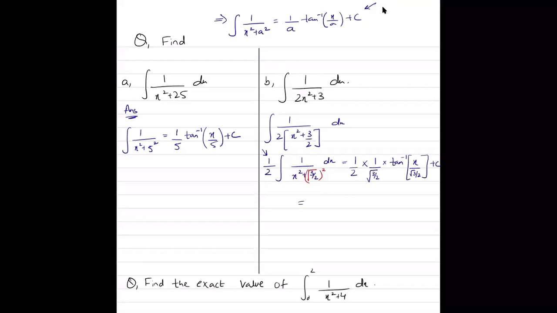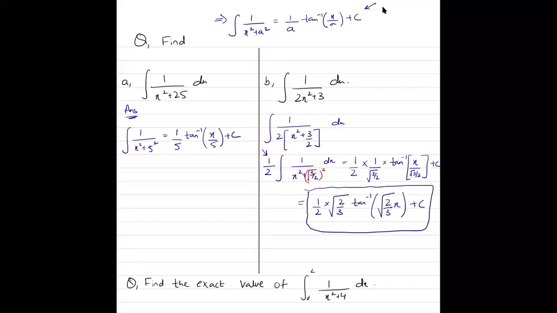Yes, sir. Now we need to simplify this. So 1 divided by root 3 upon 2 is simply root 2 upon 3, tan inverse root 2 upon 3 x plus c. This should be your answer. Any questions so far? No, sir.